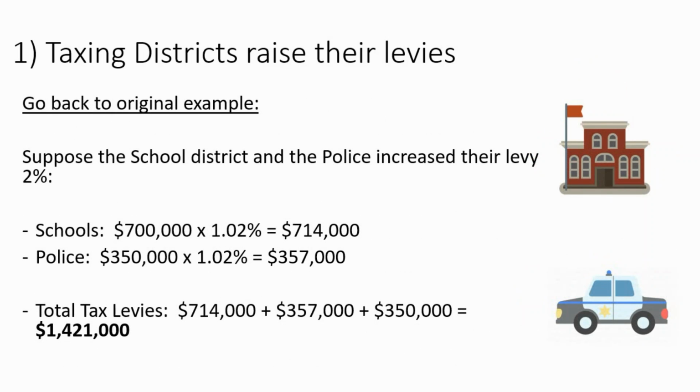So let's just go back to the original example. Let's just suppose that the school district and the police increase their levy 2%. So 700 grand times 1.02 for schools, that's 714 grand. Police, 350 grand times 1.02, 357 grand. So now your total tax levies are 1.421 million.